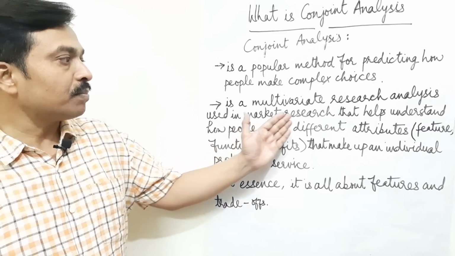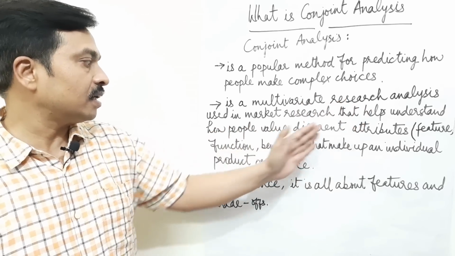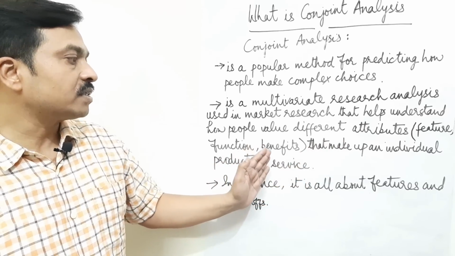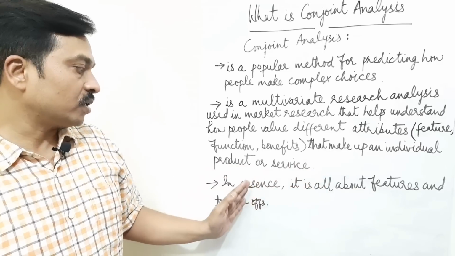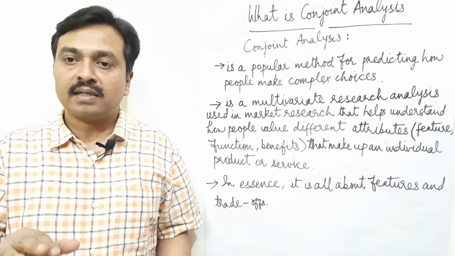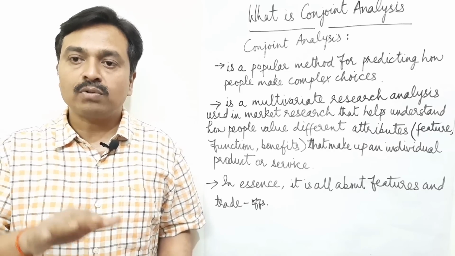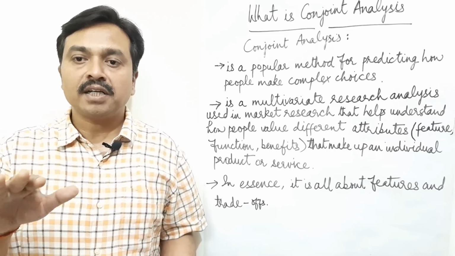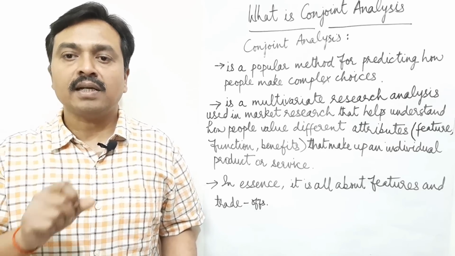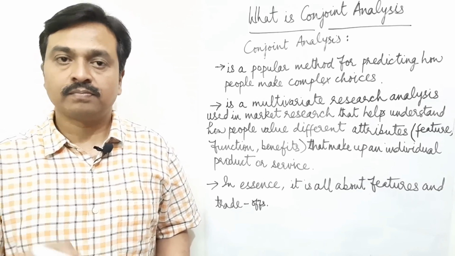Conjoint analysis is a multivariate research analysis used in market research that helps understand how people value different attributes like feature, function, benefits, etc. that make up an individual product or service. Conjoint analysis is used to understand the importance of different product features as well as to determine how decisions are likely to be influenced by the inclusion, exclusion, or degree of that feature. In essence, conjoint analysis is all about features and trade-offs.